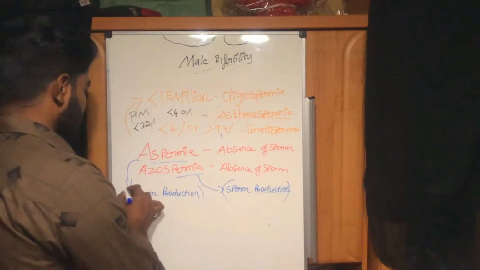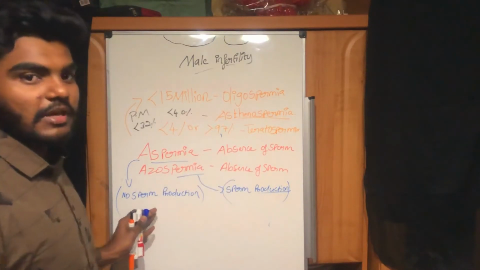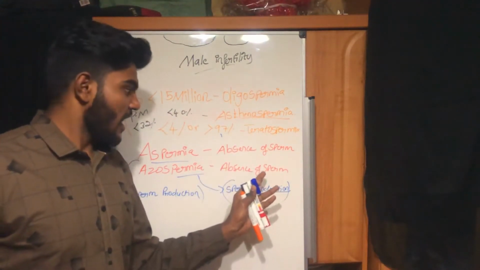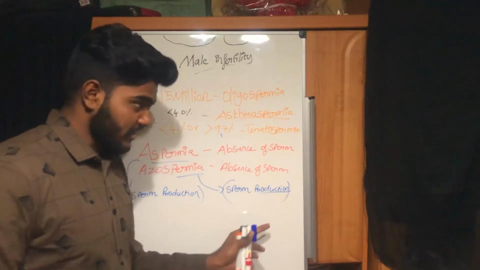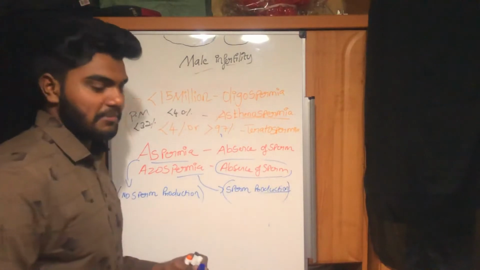So what is the difference? Aspermia means absence of sperm, and there is no sperm production. Azoospermia also means absence of sperm in the ejaculate, but sperm production is there; the sperm just will not come out of the body. That's why I mentioned absence of sperm.